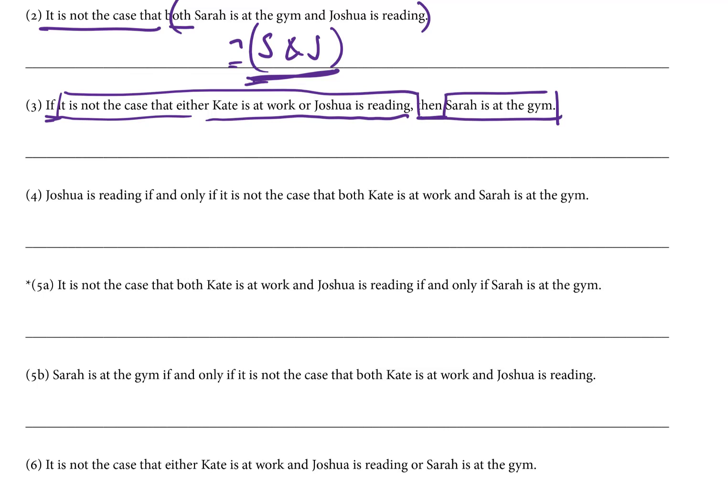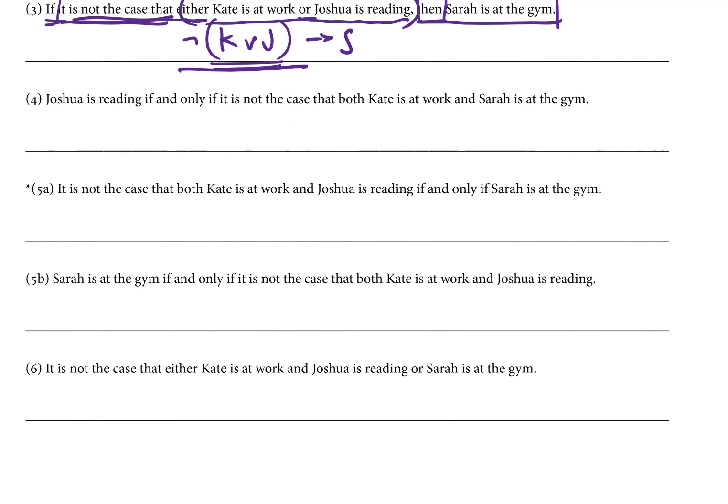Before the arrow, let's see, we have it is not the case that either or. Okay, so this part here is a disjunction. So the antecedent is actually pretty similar to what we just did for number 2. We're going to have Kate or K wedge J, parentheses, and then we want this not to be outside the parentheses. It applies to this whole disjunction. And then, of course, this whole thing is the antecedent. So arrow S.